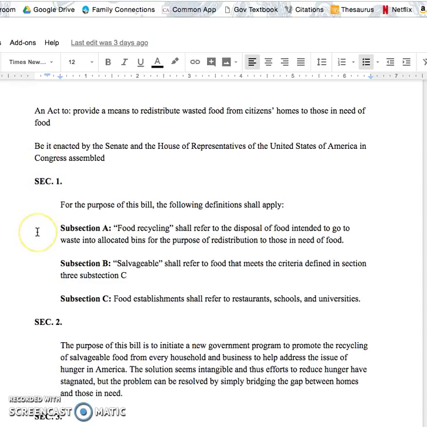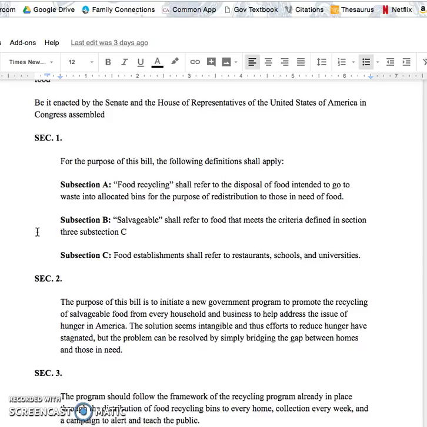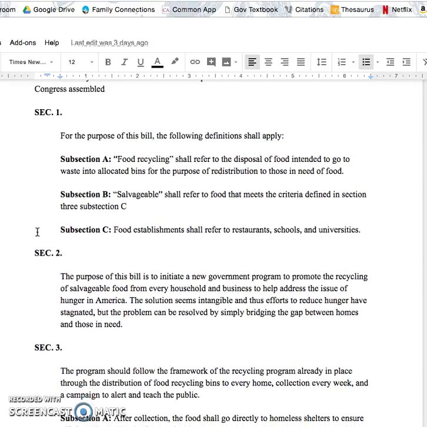Section 1 is about defining your terms, and these are just terms that are ambiguous and could be interpreted differently in the context of the bill. The 3 terms I chose to define were food recycling, salvageable, and food establishments.